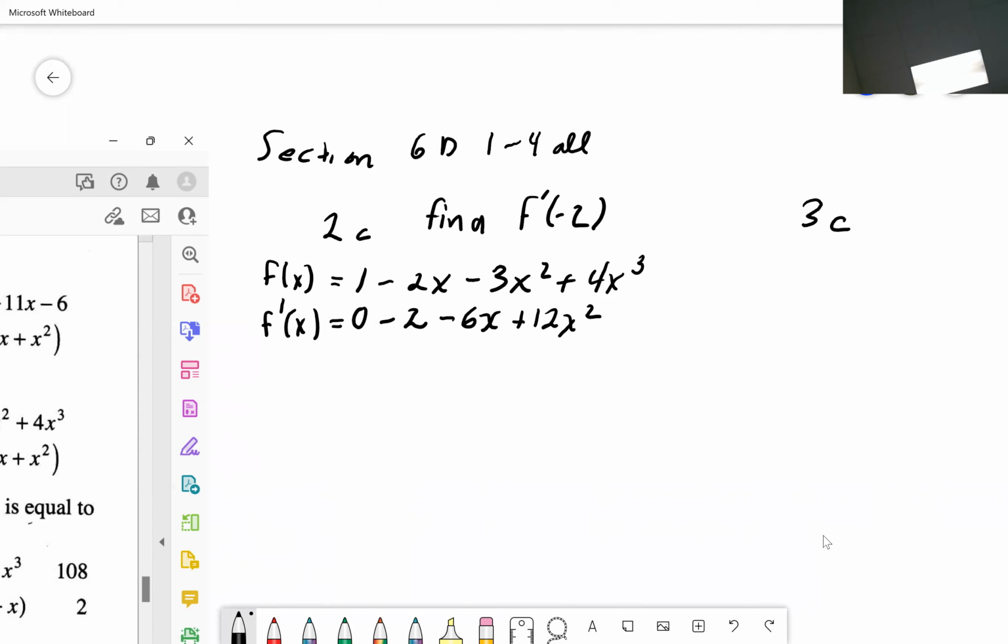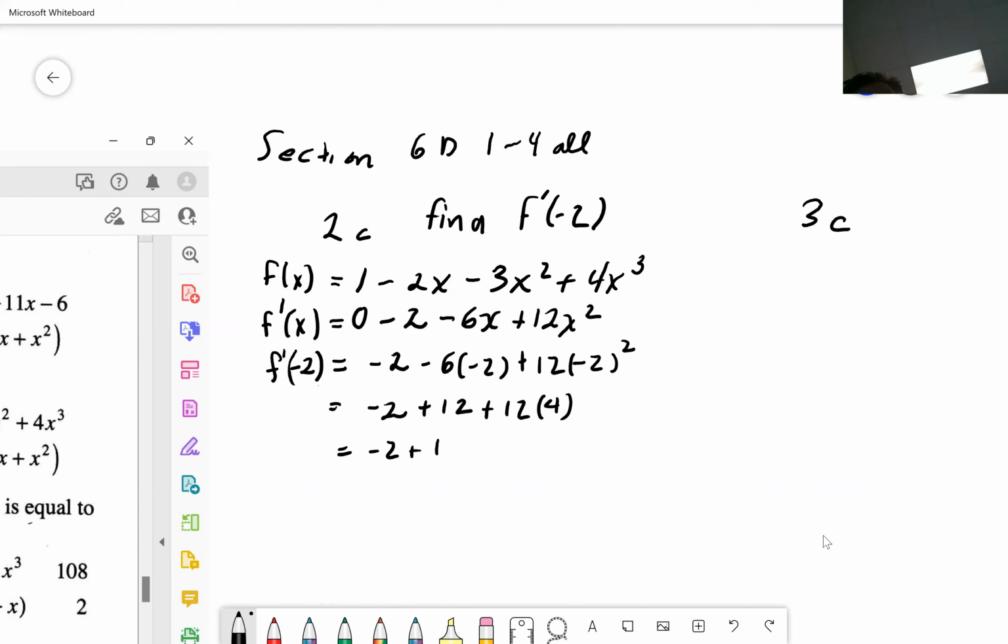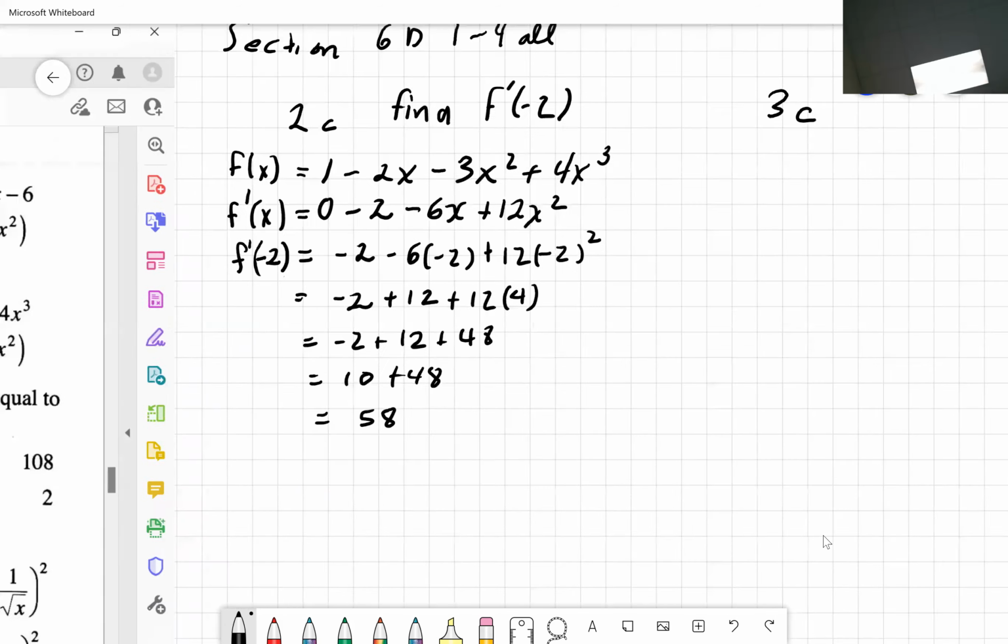So far, so good. So they're asking us to find f prime of -2, which is just going to be -2. So 6 times -2 plus 12, -2 squared. That's what you would do. And then you just go ahead and do this. -2 plus 12 plus 12 times 4. So that's -2 plus 12 plus 48. So that's 10 plus 48. And is that what you got? 58? Super easy, right?